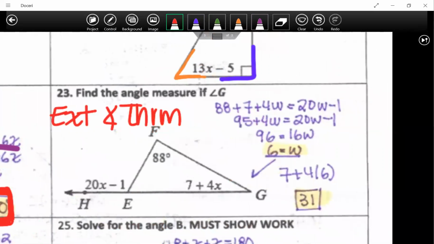Doing the same process, we're going to go ahead and add the two interiors. 88, 7 plus 4x. I know that's a W. I apologize.